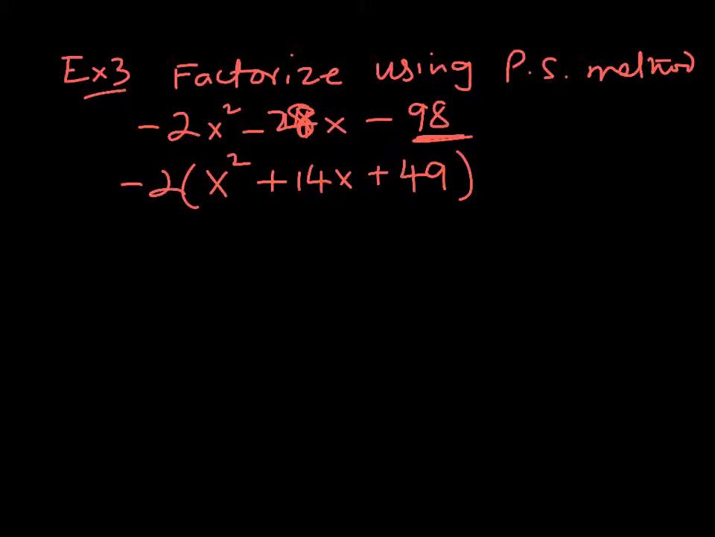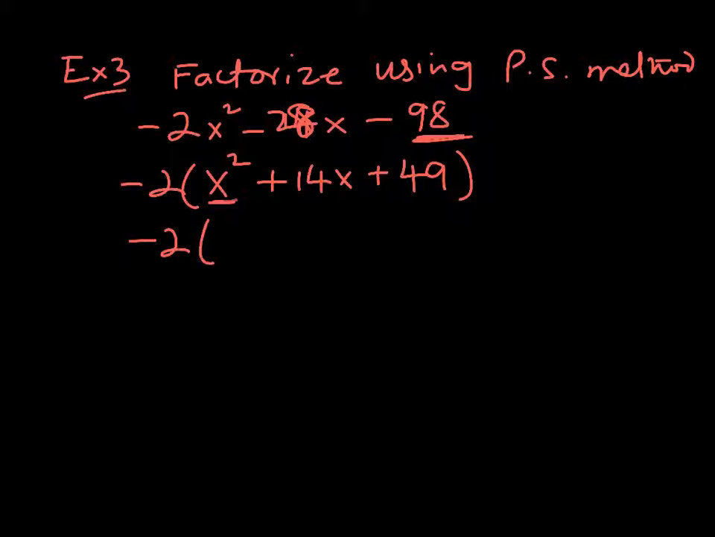Negative 98 divided by negative 2 gives us positive 49. Okay, now we see 49. 49 is a perfect square, so it's easy for us to work with now. So the next step is, with the negative 2, we want to see whether the middle term is in the form of 2 times the first and the second term.